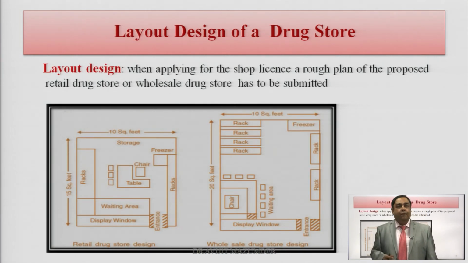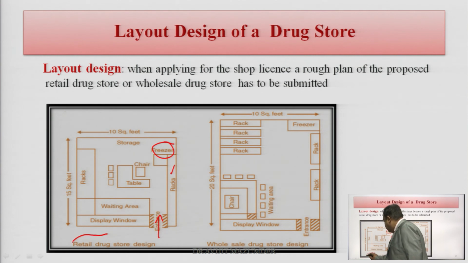This is a layout of the design of a drugstore which we need to produce whenever we are going for application. This is a 10 by 15 square feet. This is the area from where the people can enter. This is a glass window display where we can display the major items. This is the waiting area. We are having a series of racks here. We are having a provision of a freezer just to protect your items. And here is a table and a chair for the working bench where the people can sit. Here there is a storage area.